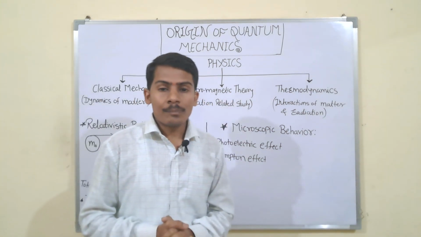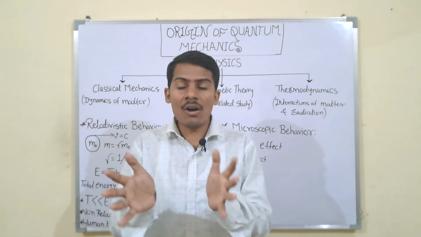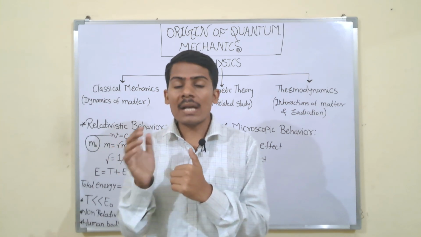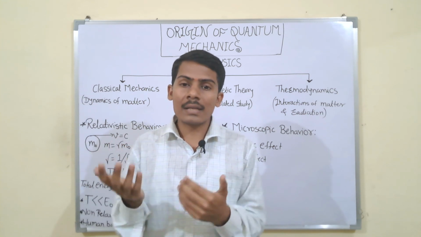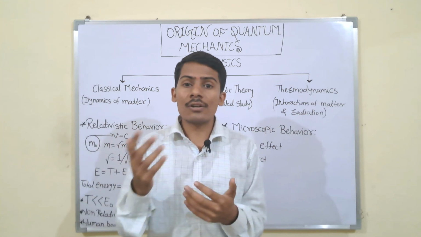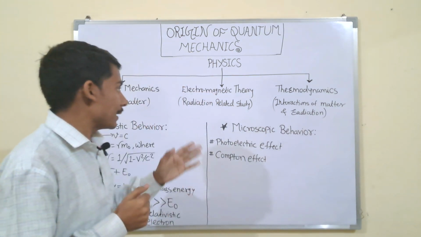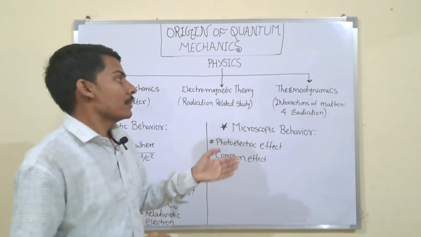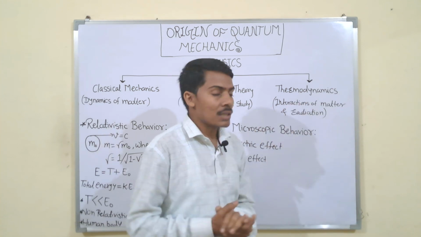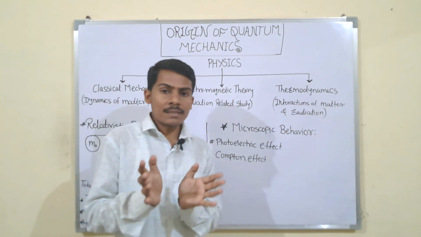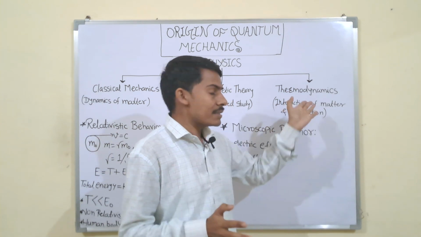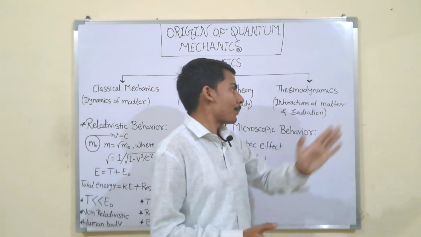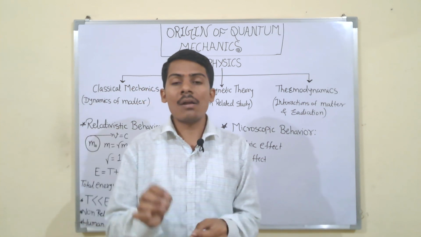In electromagnetic theory, Maxwell developed this area of physics through the Maxwell equations, like del cross E, del dot B, and we know that the properties of radiation are studied in electromagnetic theory. And third, thermodynamics, that is a branch of statistical mechanics. We studied thermodynamics in statistical mechanics also, and in thermodynamics we studied the interactions of matter and radiation in that particular era of physics.